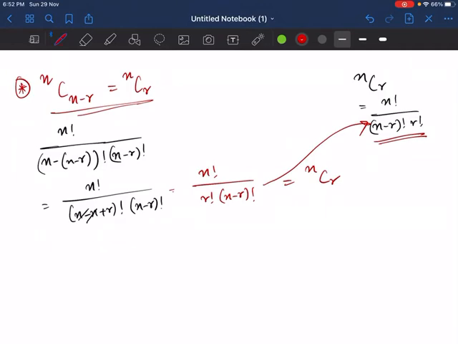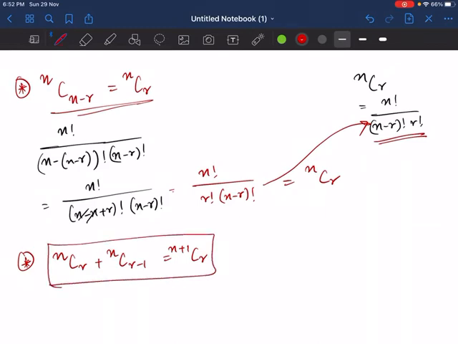Now the next formula, you don't have to remember the derivation, just listen to it. The next formula is given by nCr plus nC(r minus 1) is equal to (n plus 1)Cr. This is the next formula which you must remember, that nCr plus nC(r minus 1) is equal to (n plus 1)Cr. So these are the two formulas. Please try to remember these two, because we will be needing these to solve different problems.